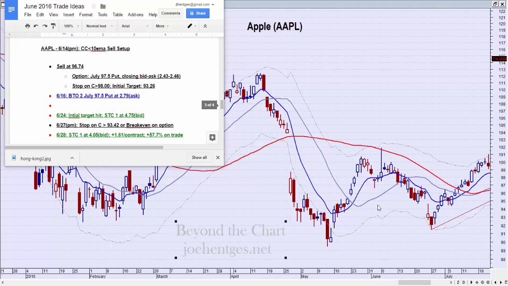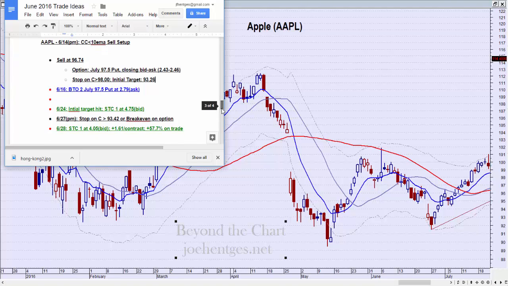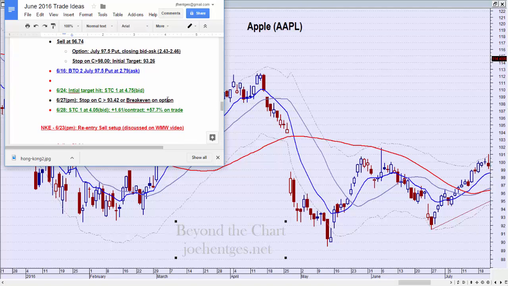The stock actually dropped from this low down to 93.26. It was a 3.6% drop in the stock price, and the option went up 70% in value, from $2.79 to $4.75. So now I had a stop on a close greater than 93.42 or break even on the option. Once we've captured a nice profit on the first half, I'm not going to let the second half take away from that. So worst case, it's break even on the second half.